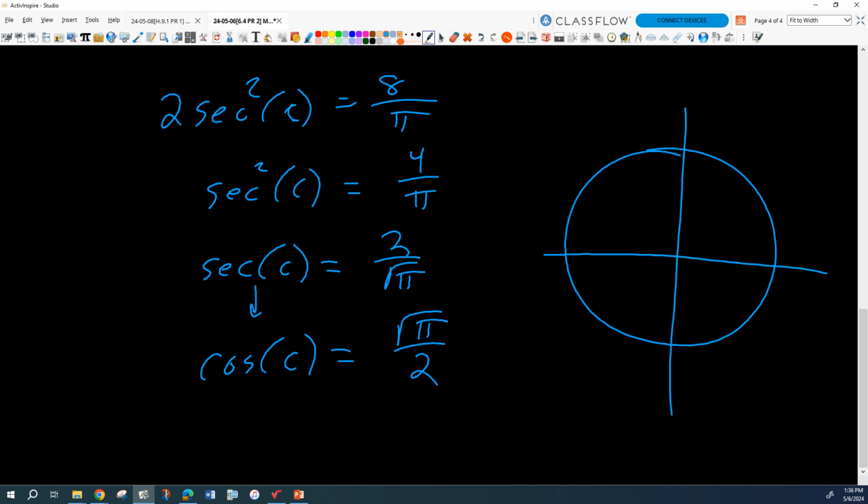So if we pick some angle, let's just arbitrarily say that this is the angle theta that's going to give us back the x coordinate square root of pi over 2, right? Everybody agree? The cosine of that value, actually, it's c. It's not theta. It's c. I already had a name for it.